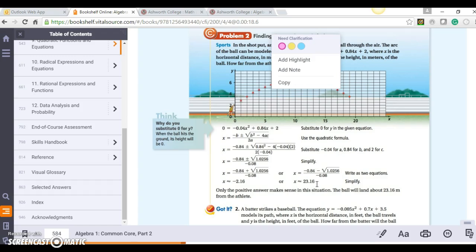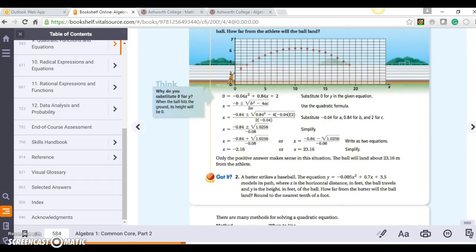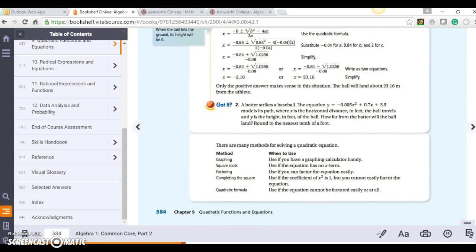It says a batter strikes a baseball. The equation y equals negative 0.05x squared plus 0.7x plus 3.5 models his path, where x is the horizontal distance in feet the ball travels and y is the height in feet of the ball. How far from the batter will the ball land? Round to the nearest tenth of a foot.